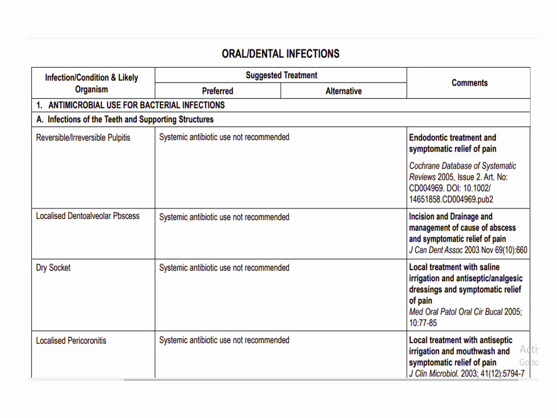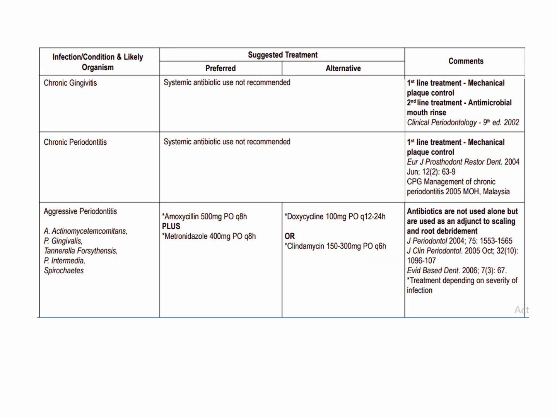So the last few slides will show you the summary of the National Antibiotic Guideline 2008. According to the National Antibiotic Guideline 2008, systemic antibiotics are not indicated in the case of reversible or irreversible pulpitis, localized dentoalveolar abscess, dry socket, localized pericoronitis, and also not indicated in chronic gingivitis and chronic periodontitis. However, it is indicated for aggressive periodontitis, where we can give amoxicillin plus metronidazole.